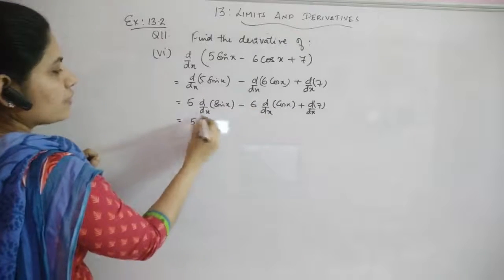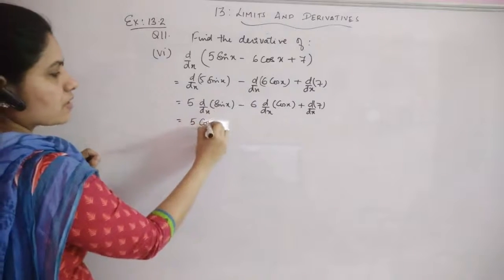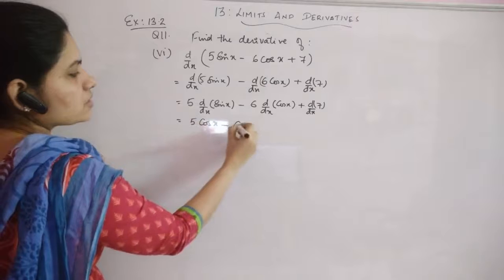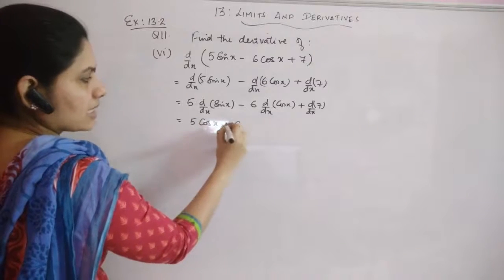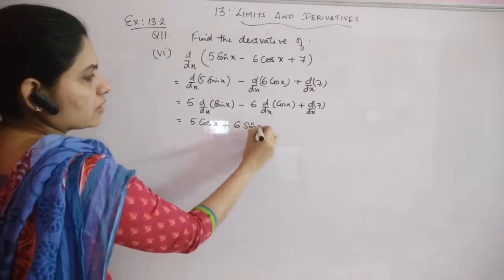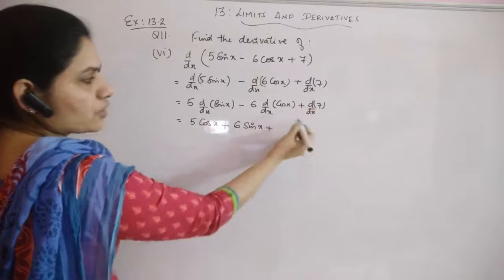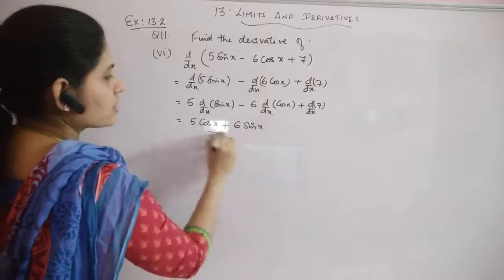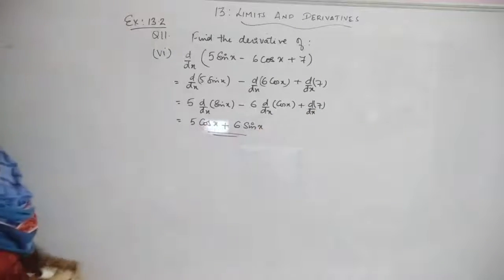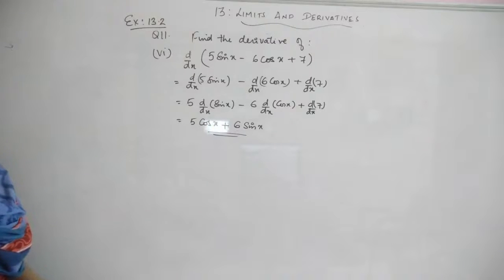So this will give you 5 into the derivative of sin x, which is cos x, minus 6 into the derivative of cos x, which is minus sin x. So this will become positive, plus the derivative of a constant, which is 0. So you will get this much as the answer for the derivative of the given function.